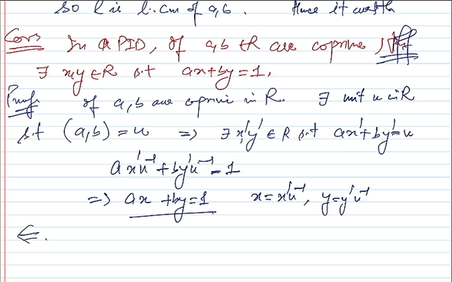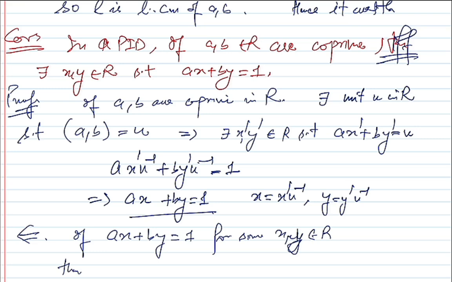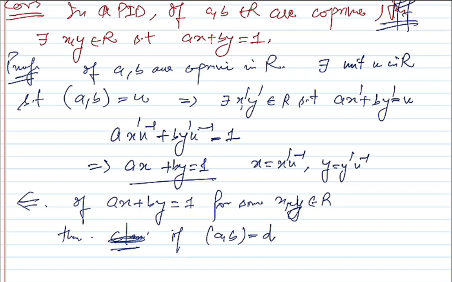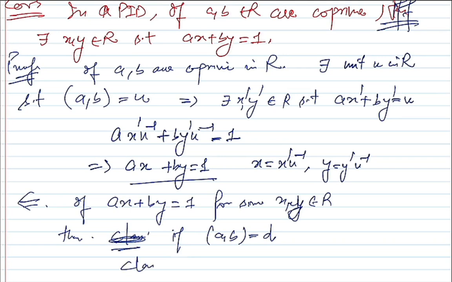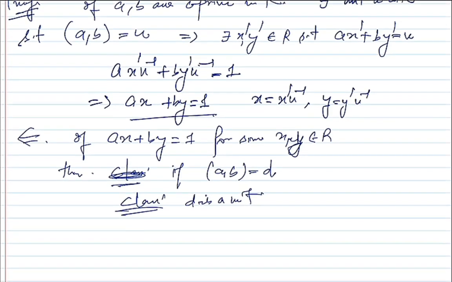On the converse part, if AX plus BY is 1 for some X, Y belonging to R, then claim: if the GCD of A and B is D, then D is a unit. D is a unit. That is our claim.